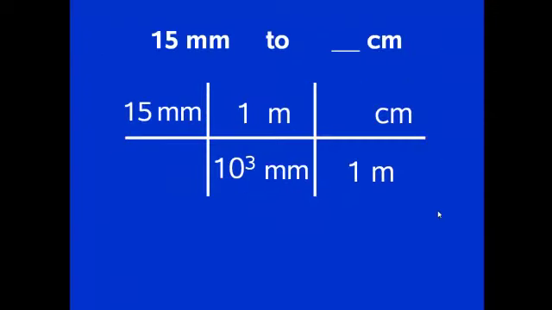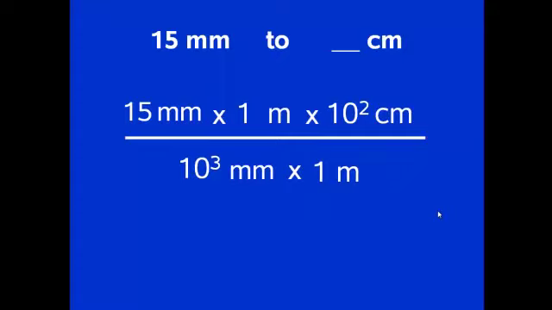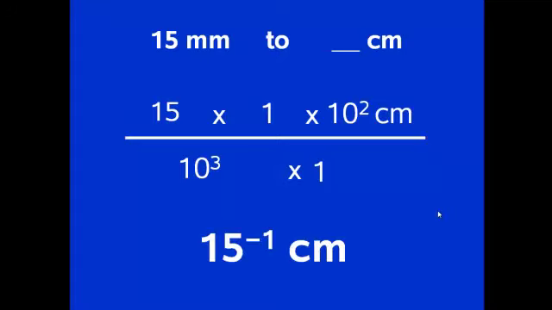Now, multiply across and divide the top by the bottom. The units on top cancel out with the same units on the bottom, leaving the final unit of centimeters. The final answer is 15 to the negative first centimeters.